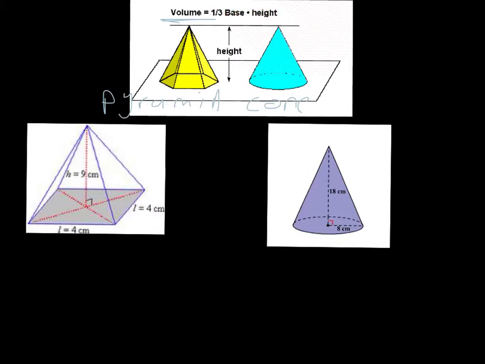So in this case, for a cone, the area of the base, or the base itself, is a circle. So you can see that's the circle right here. So we need to know the formula for the area of the circle. The volume of the cone is going to be 1/3 times pi r squared, and then times height, right? That's just from the formula on top.